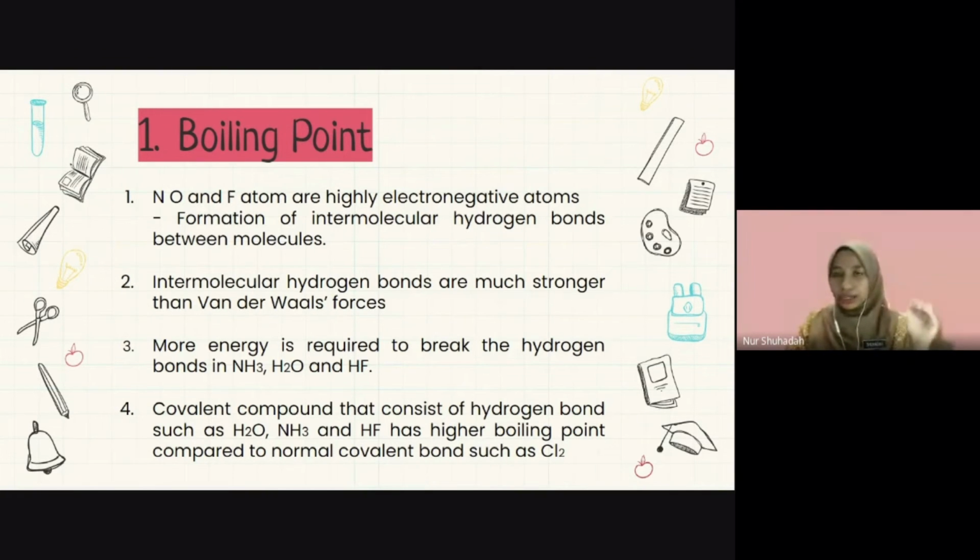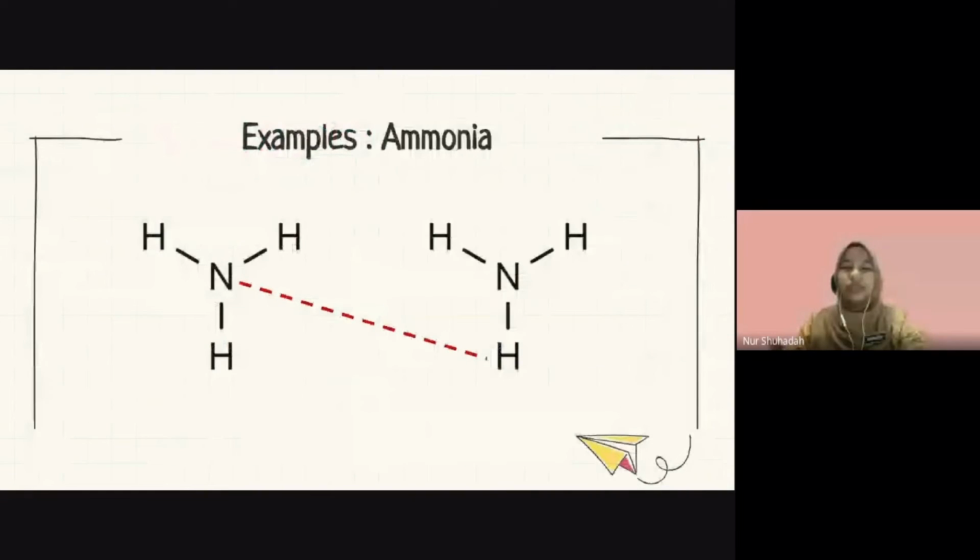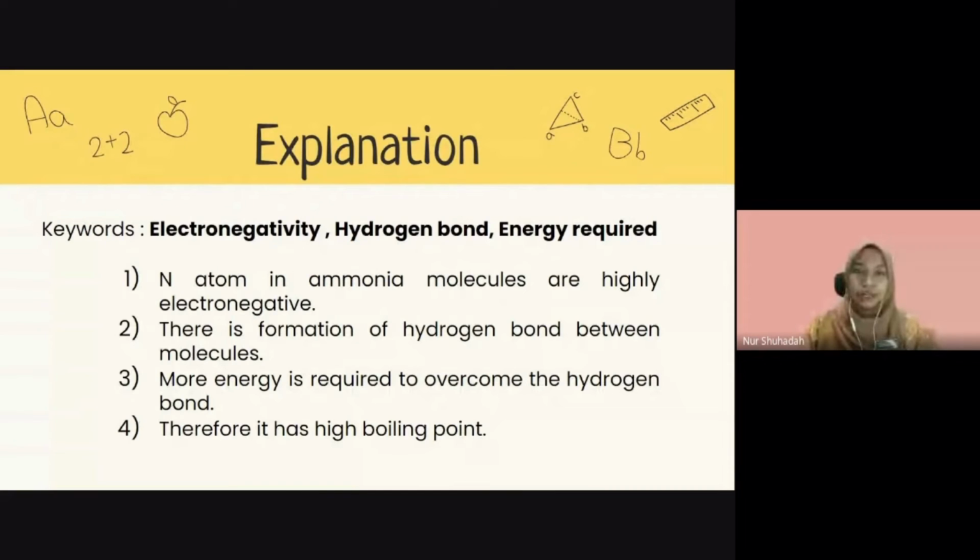So do you understand boiling point? Yes, teacher. Okay, so I will explain. Can you see here there is a hydrogen bond between ammonia molecules. So I will explain the boiling point of ammonia. Okay, first we need the keywords electronegativity, hydrogen bond and energy required. So the nitrogen atom in ammonia molecules is highly electronegative. So there is formation of hydrogen bond between the molecules. So more energy is required to overcome the hydrogen bond. Therefore, it has a high boiling point. Okay, do you understand it, class?